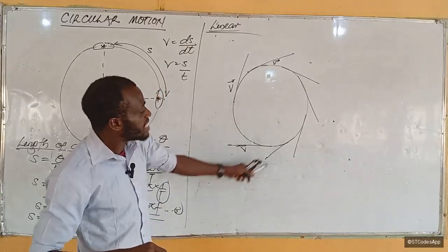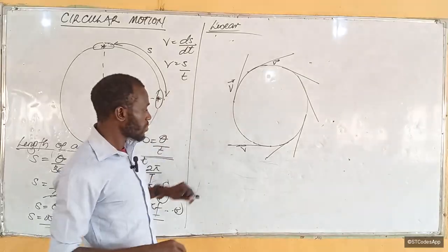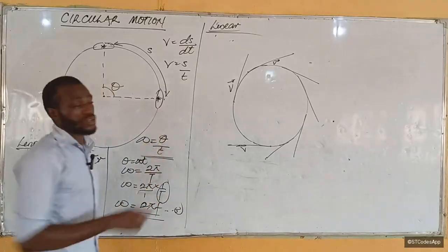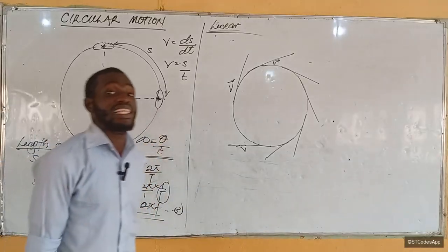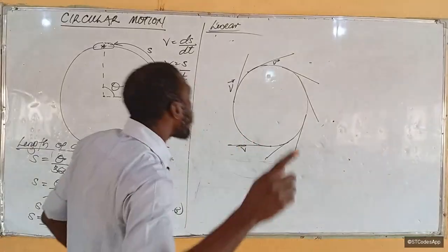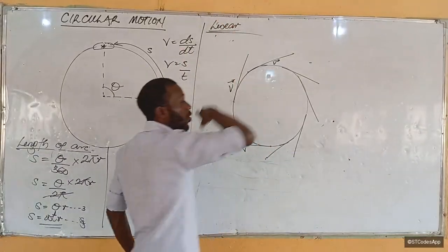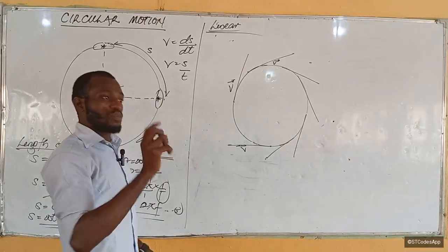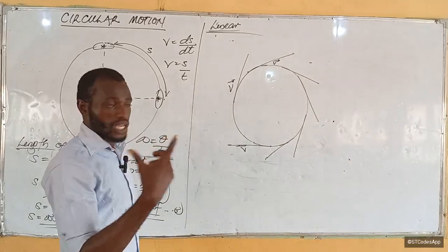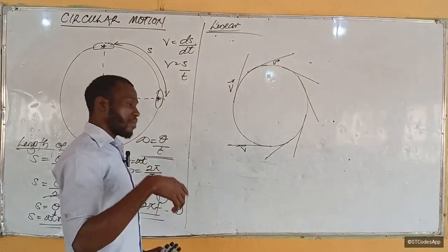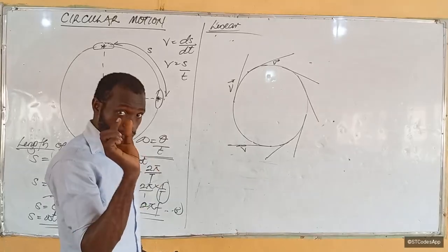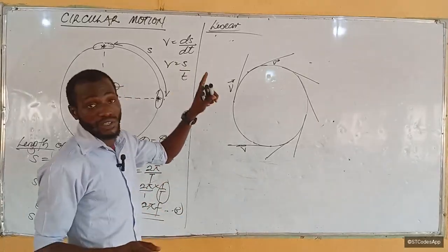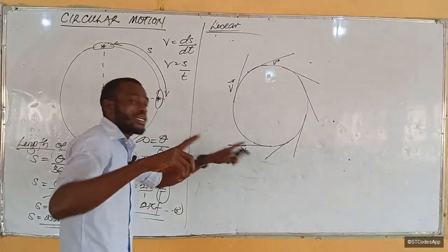So what do you notice? The direction is constantly changing. This direction is different from this direction. Makes sense? If the direction is constantly changing, then the body is actually accelerating. So that's why we call it velocity, not just speed. But the value is linear speed, or angular speed in value. But of course, we have said that angular velocity does not change. It is linear velocity that changes. Why? Because the direction changes.